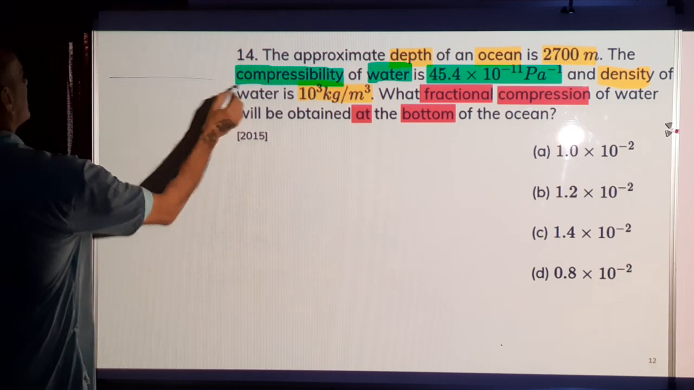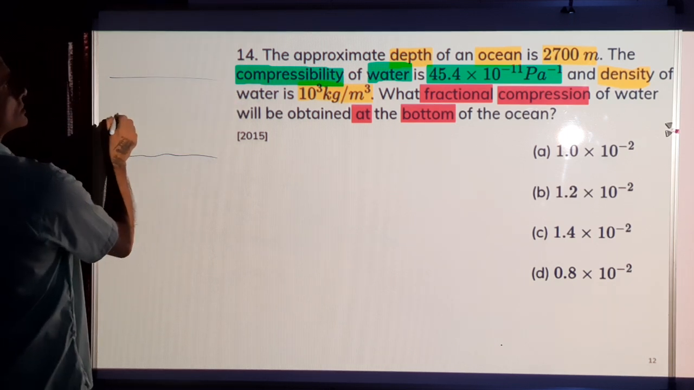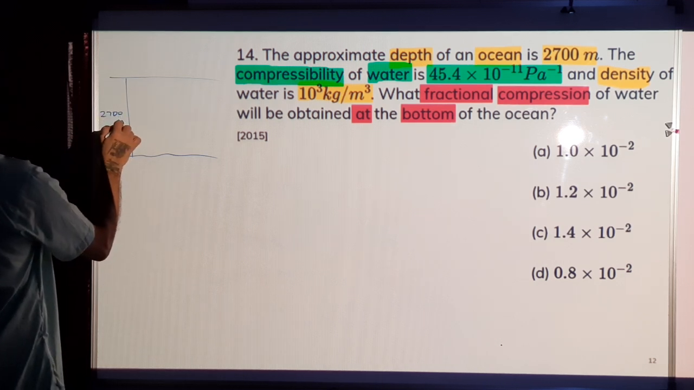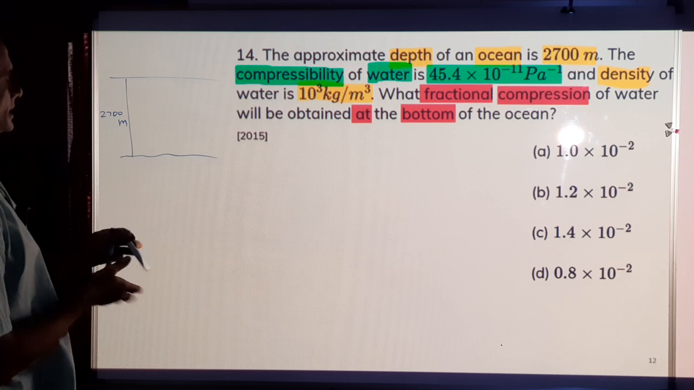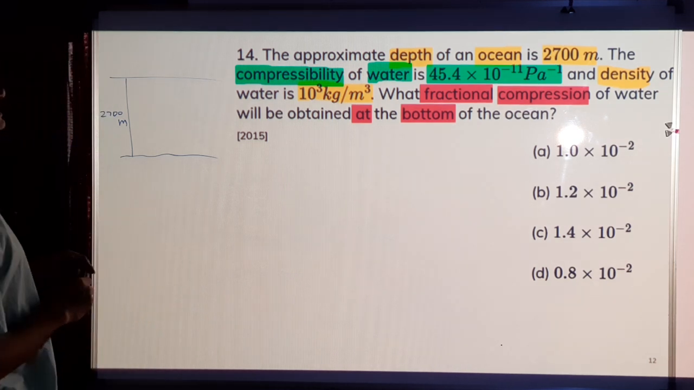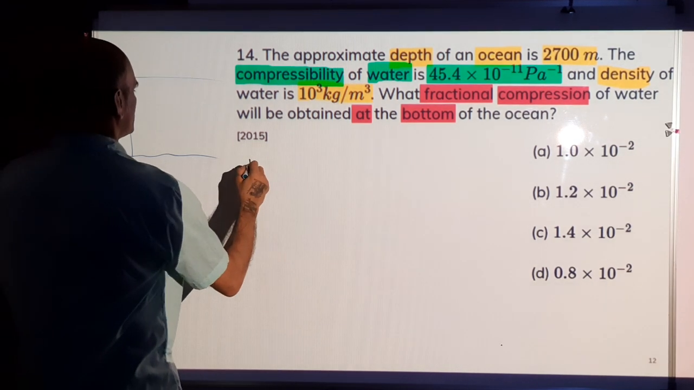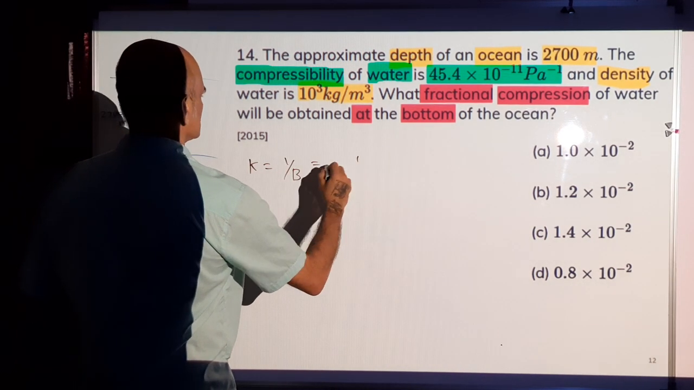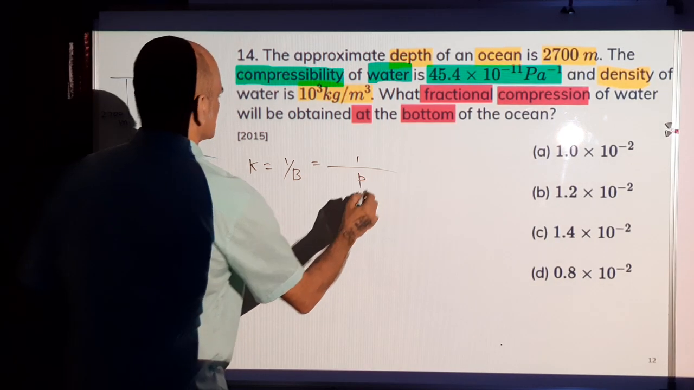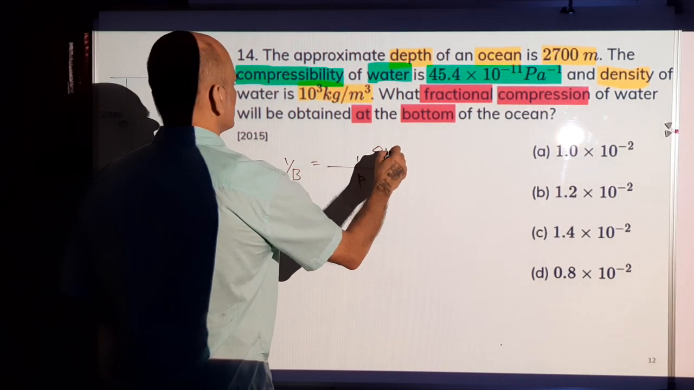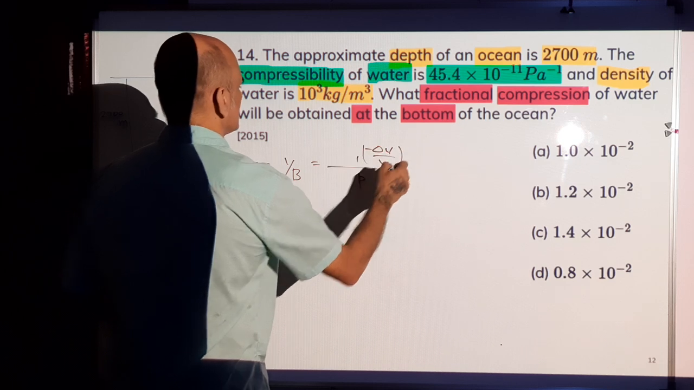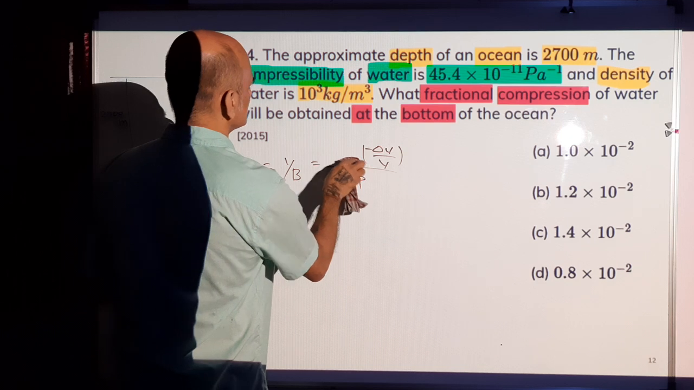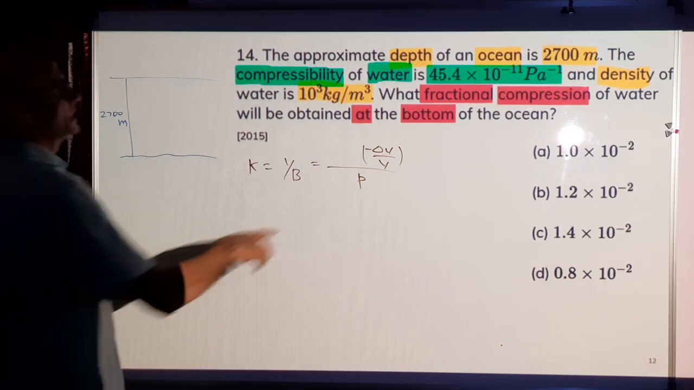So in the ocean, this is the bottom surface. So the depth is 2700 meters. K of the water is given and density is given. So compressibility K is 1 by bulk modulus, and bulk modulus is stress by strain. Strain by strain will go up. That is delta V by V with a negative sign, because when the pressure is applied, the volume will decrease. So putting a negative sign will make this thing positive.